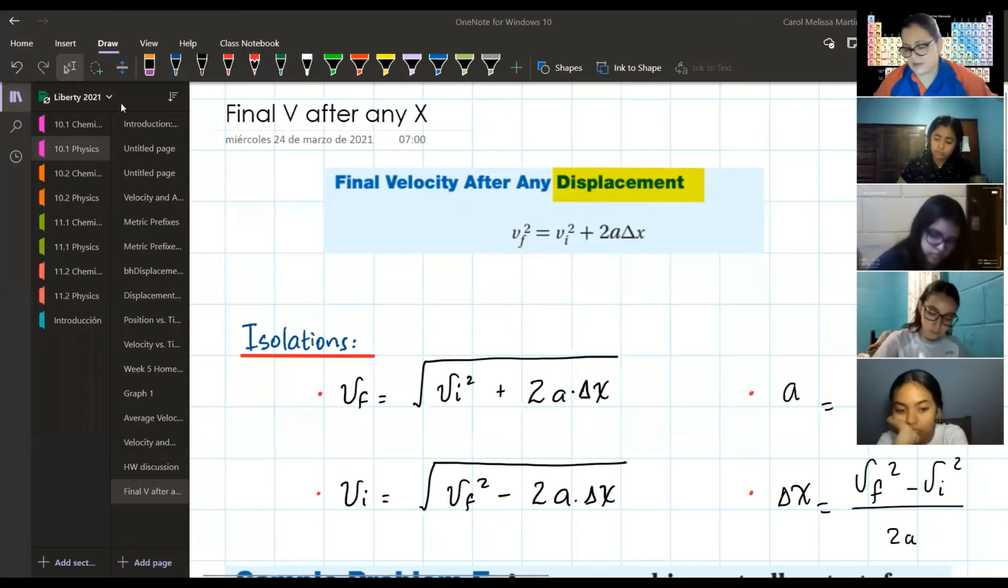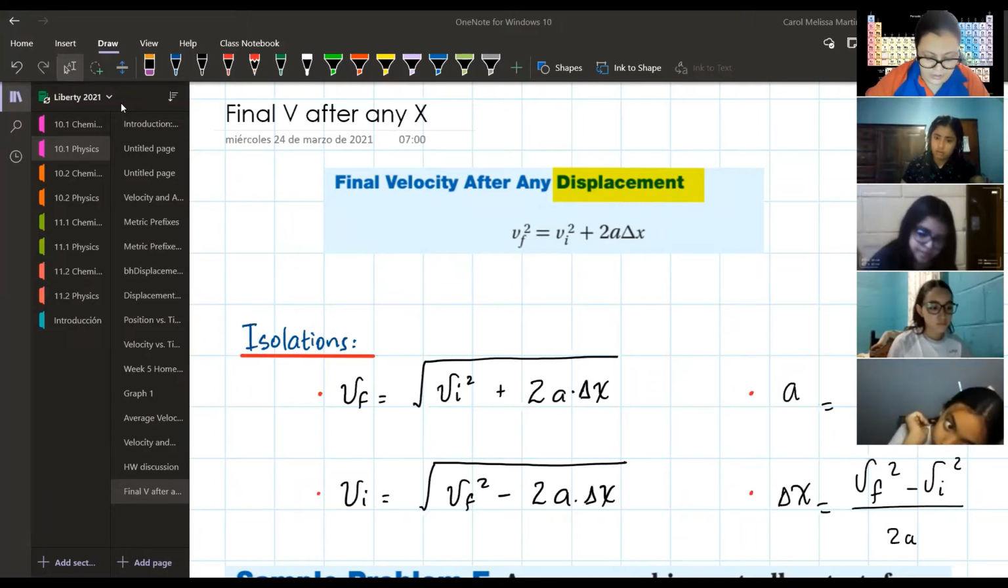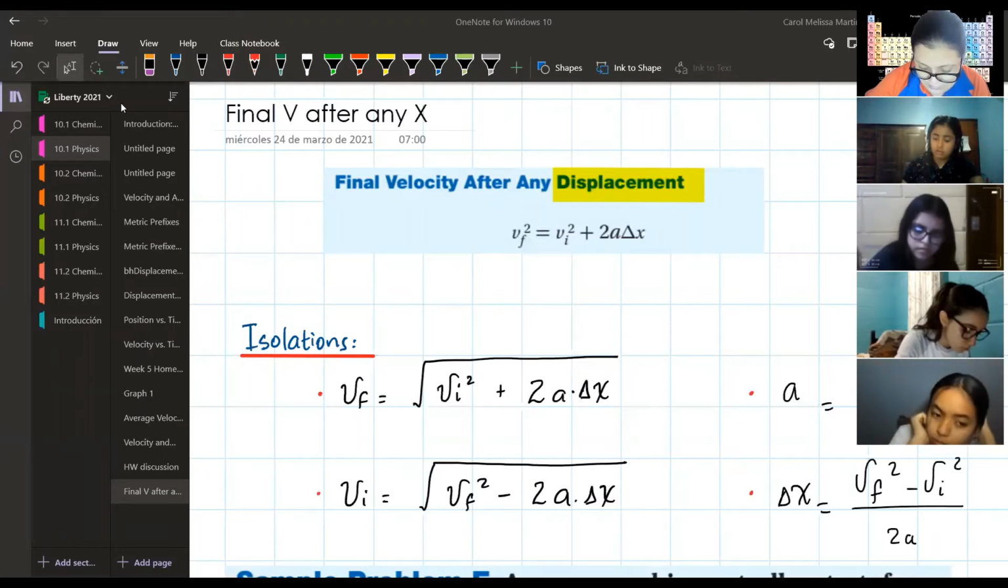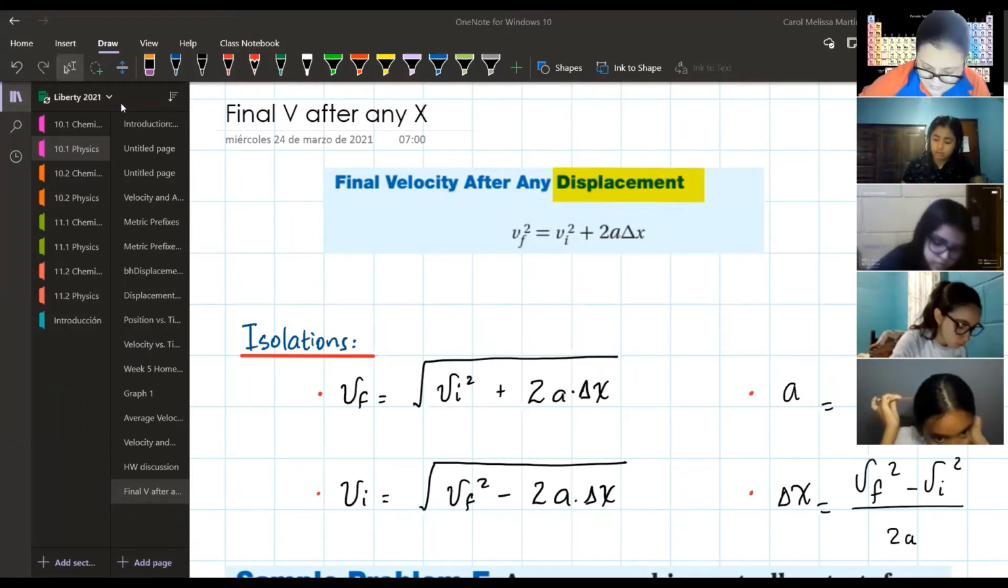So the idea is that you identify the givens. That's the most important step in physics. Now, understanding or reading carefully the word problem in order to identify all the givens needed. So I'm going to show you a word problem.